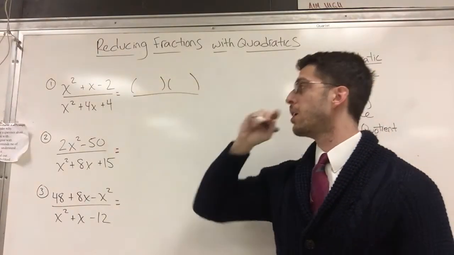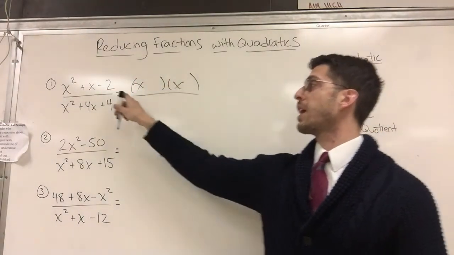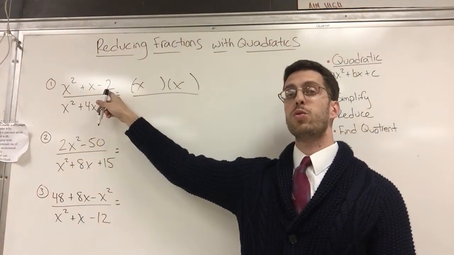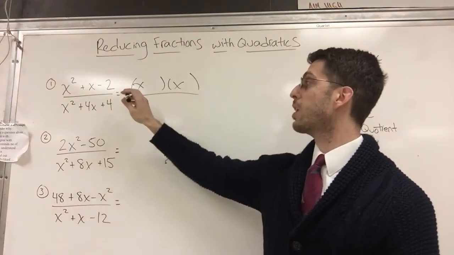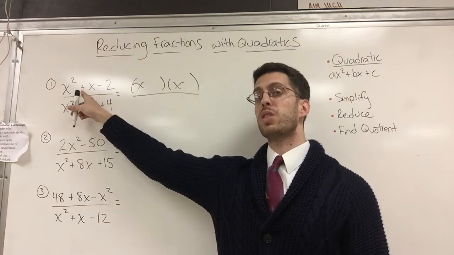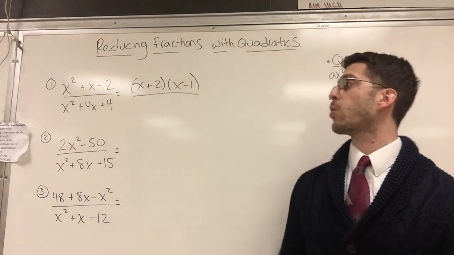I know I need an x and an x, and I know I need to find the factors of -2. My only choice is really 2 and 1. I just got to figure out where the sign goes. So I believe the bigger number gets the middle sign, so that's +2 and that's -1.